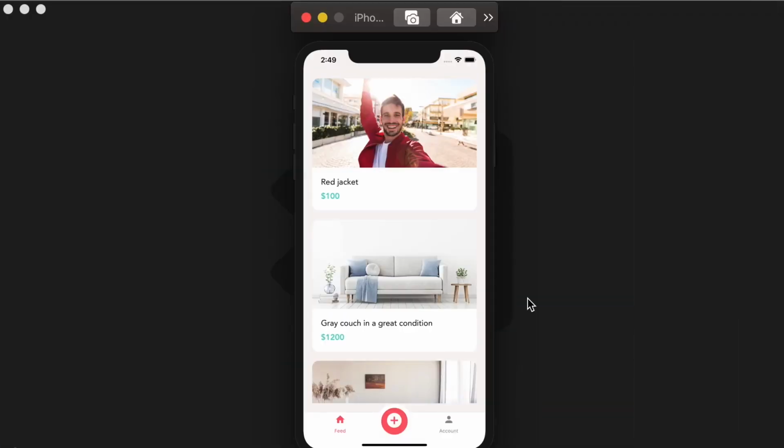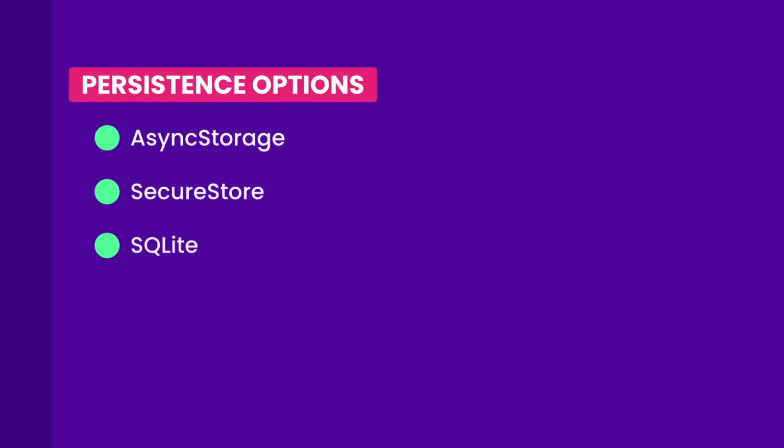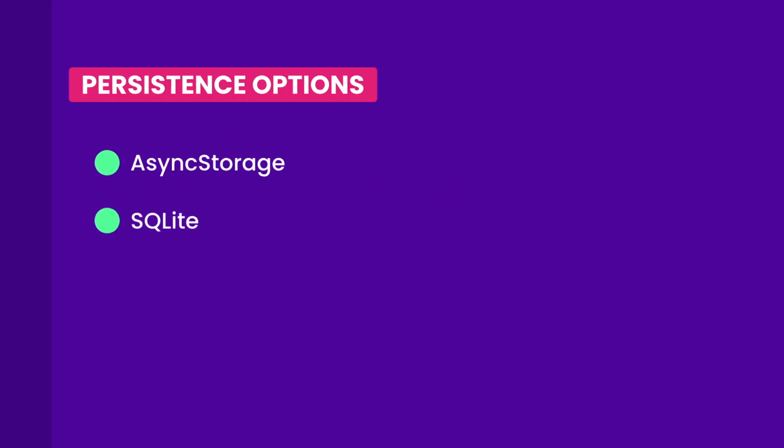Now let's see how we can implement caching in our app. Let's say we want to store our listings in a cache so they're available if the device goes offline. Earlier I told you that we have 3 options for caching data. We can use async storage, secure store, or SQLite. Now for caching the listings, it doesn't make sense to use secure store because it has a very limited size and we should use it only for storing sensitive data. So we're left with 2 options.